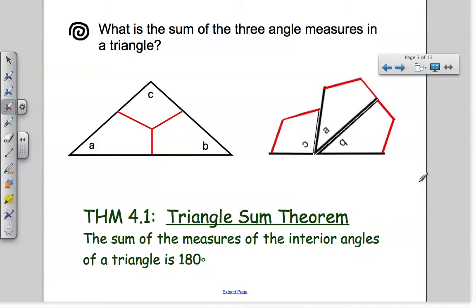And this leads us to our triangle sum theorem. Very important, you'll use this all year: the sum, or the total, of the measures of the interior, or inside, angles of a triangle is 180 degrees. The angles in any triangle add up to 180.